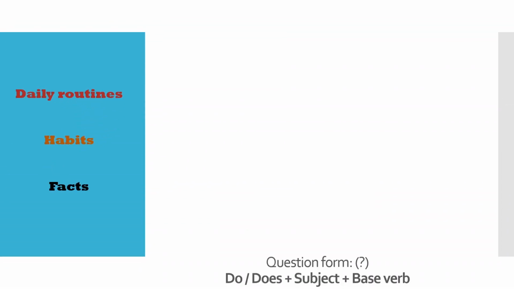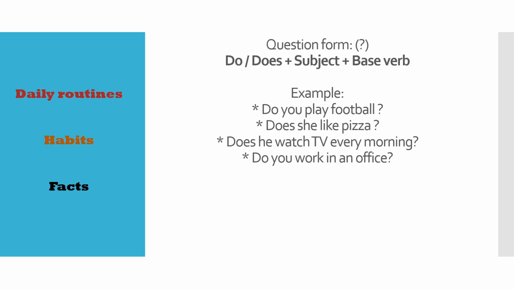Okay. Let's move on to the next part. The next part is question form. How do we make a question for simple present tense? So again, we need to use helping verbs, do and does, plus subject, plus base verb. Examples.